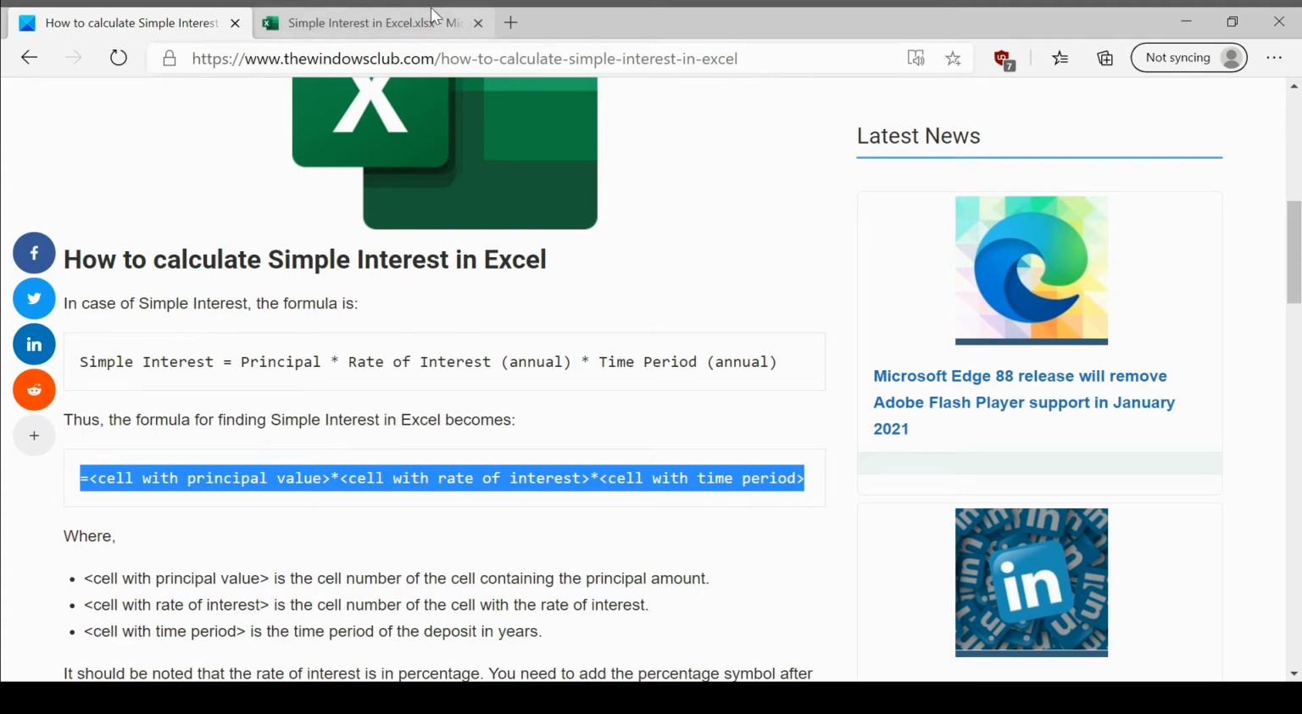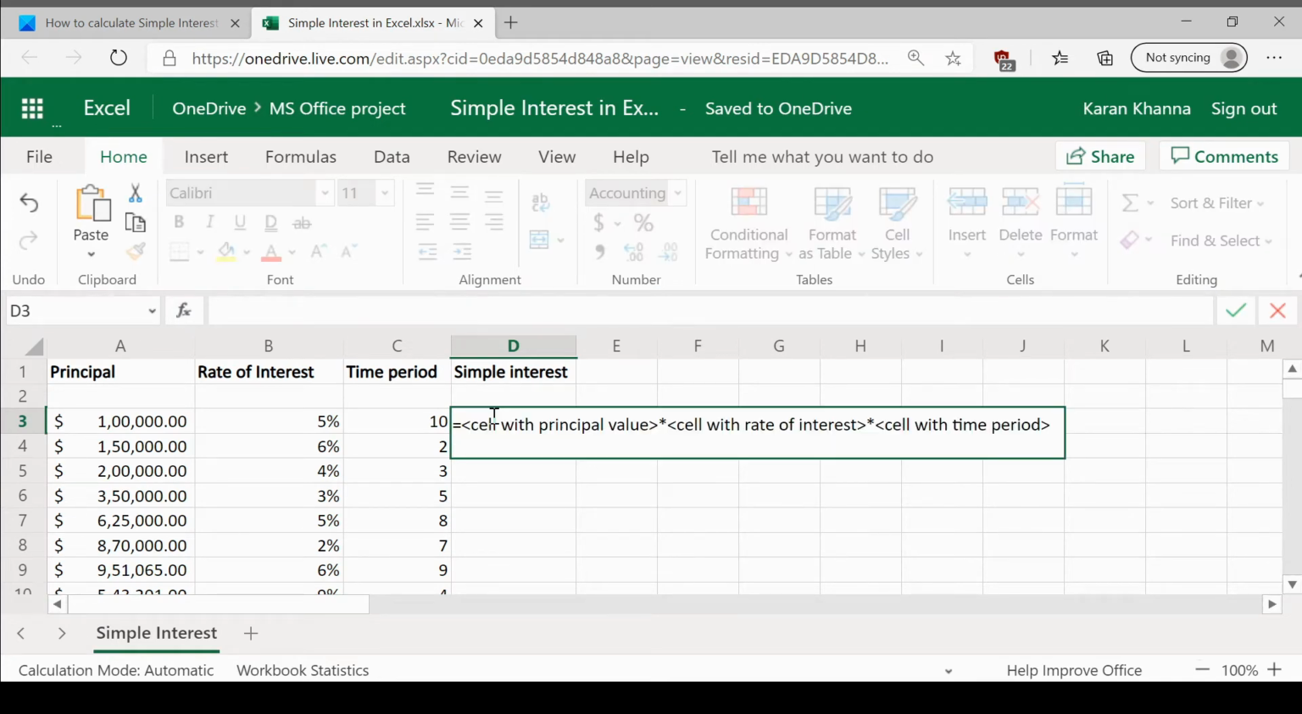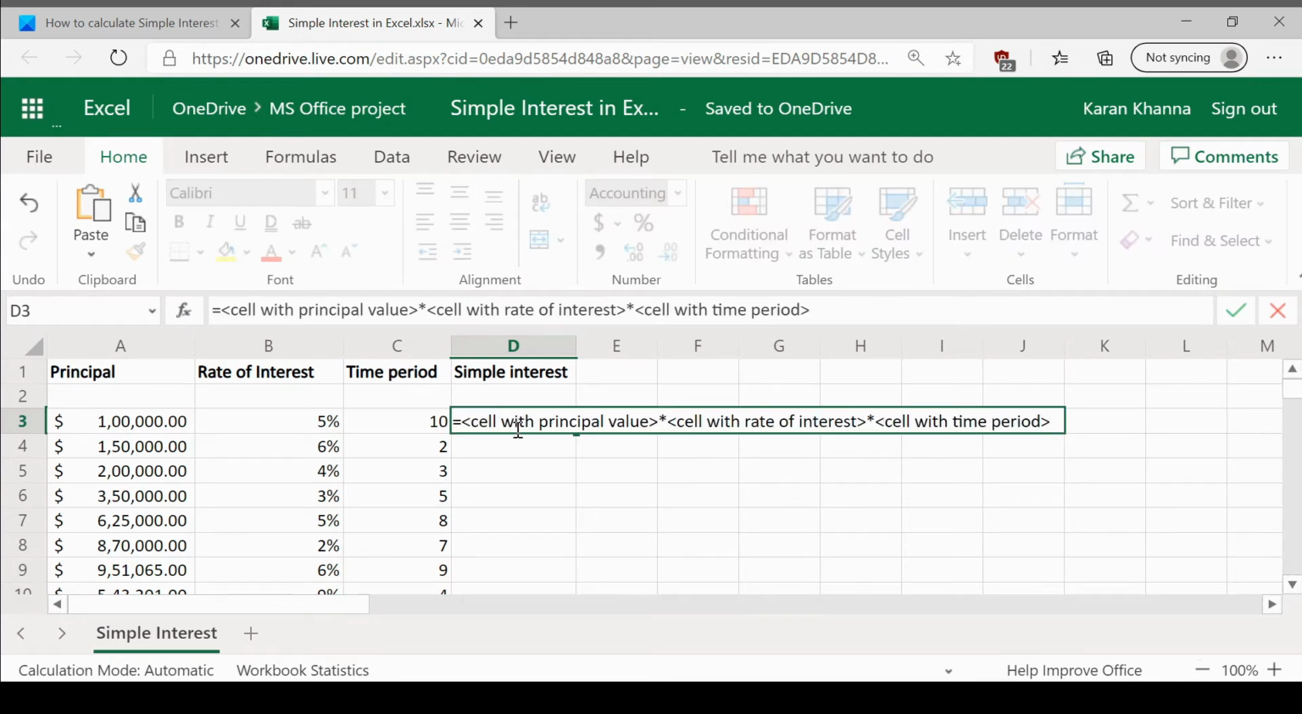Simply copy it to the cell in which you need the simple interest. In this example, the principal amounts are given in column A, rate of interests in column B, and time period in column C, starting from row 3. So we have the simple interest in cell D3.